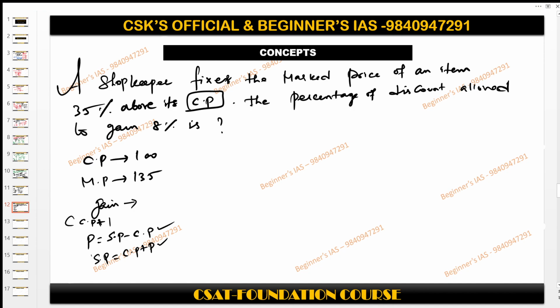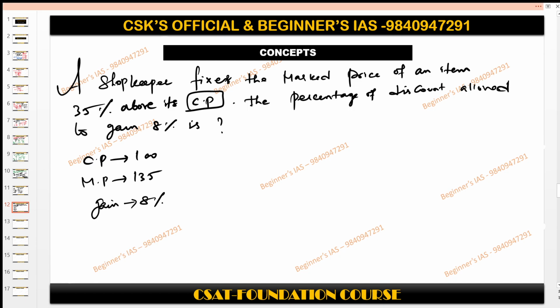Now tell me the selling price, or else first of all you write the gain here. So gain is what? 8%. Easily, gain means profit. Then you can easily find out the SP. SP is equal to cost price plus gain. Gain is 8 rupees, so therefore 108 rupees.